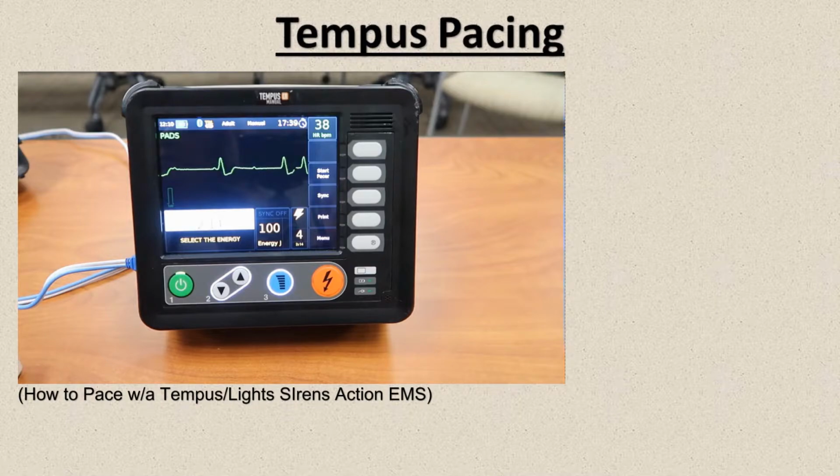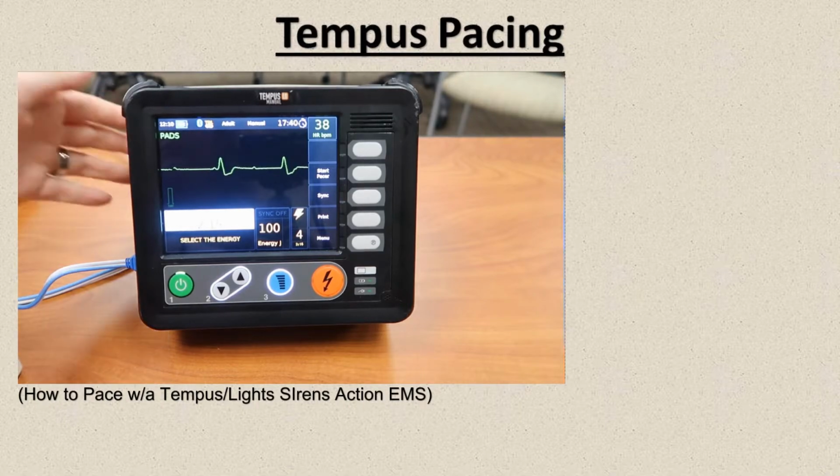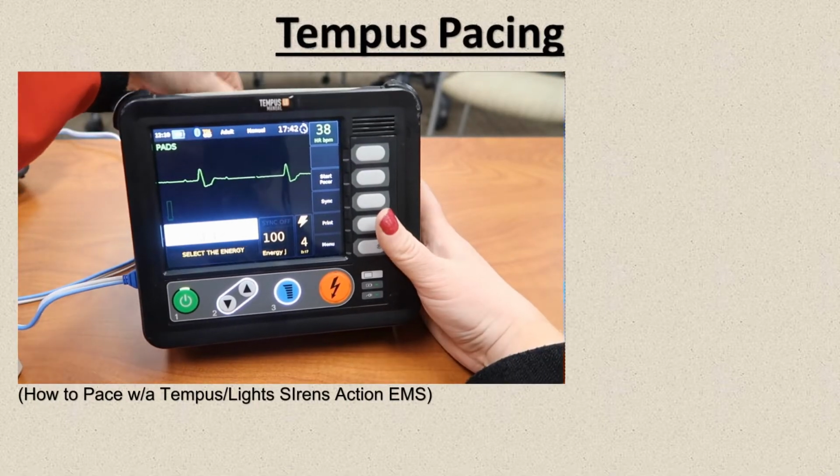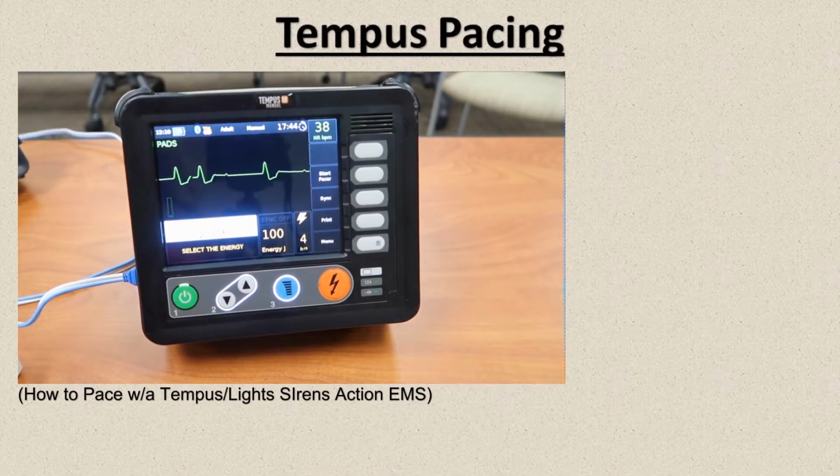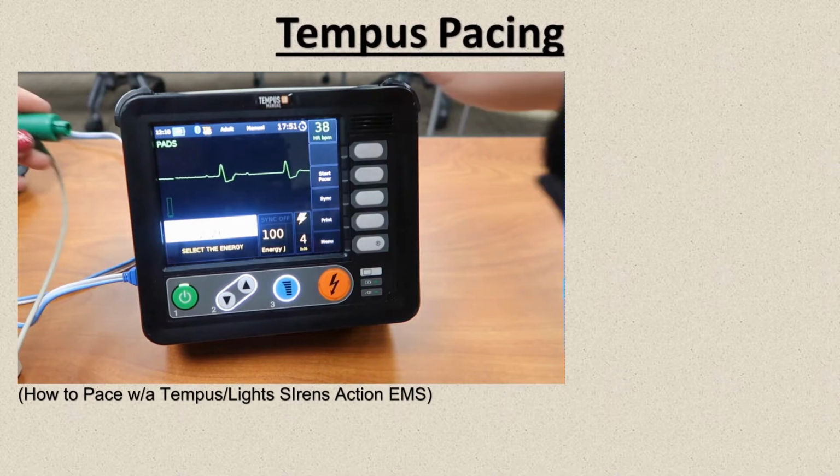Let's say that EMS has a patient that is bradycardic and symptomatic and they need to be paced. Let's go over how we would do that. So specifically with the Tempus, it's not going to let you pace unless you hook up the 3-lead. And the 3-lead is made for the Tempus manual. So you can see me hooking it up there on the left side.